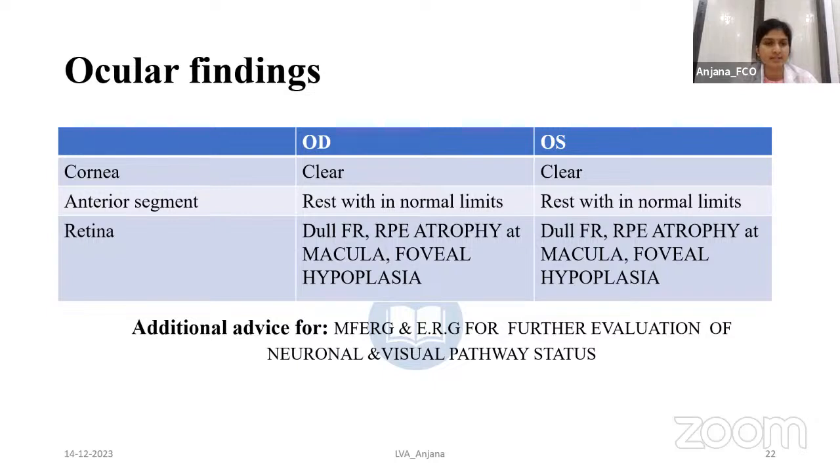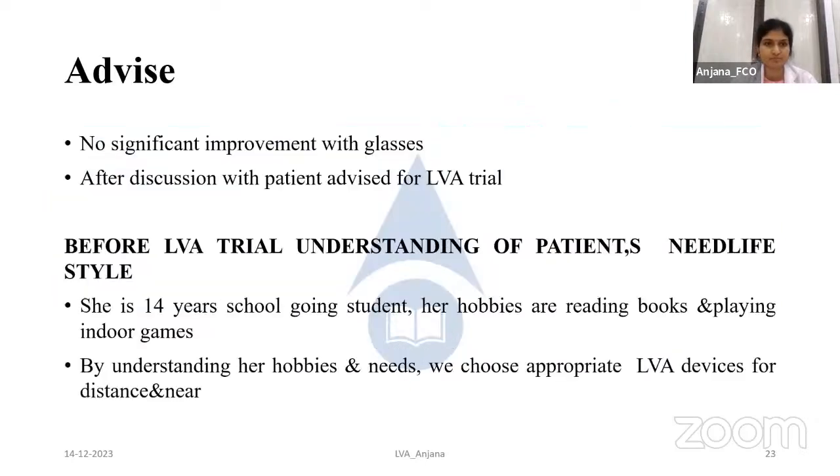Then ocular findings. The cornea is clear in both eyes. Anterior segment is within normal limits in both eyes. In the retina, dull foveal reflex, retinal pigment epithelium atrophy and macular foveal hyperplasia, both the same. Additional advice: multifocal ERG and ERG for further evaluation of neuronal and visual pathway status. No significant improvement with glasses. After discussion with the patient, advised for low vision trial.